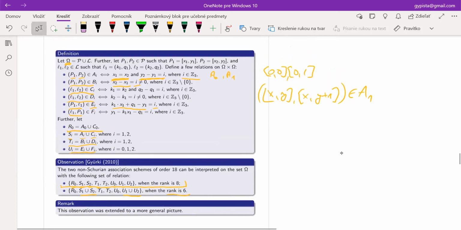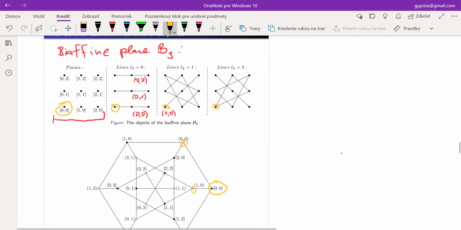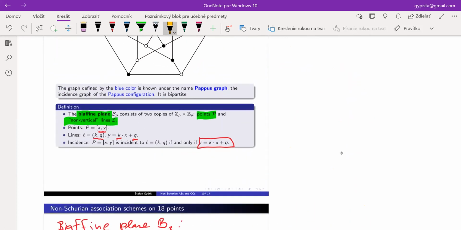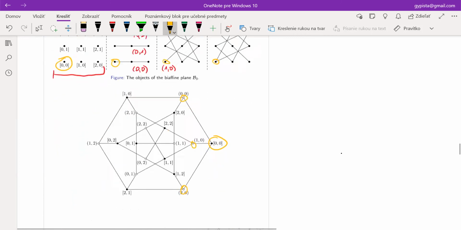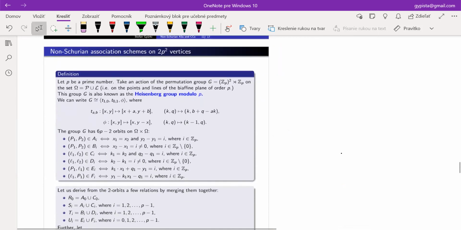But of course, here in these definitions, we are restricted to Z3, but the full job can be done also over the affine plane of order P, where P is a prime. So I can repeat the full job for any prime number P. So after this understanding, we could extend our results for general P. And we could do this with the aid of the so-called Heisenberg group modulo P.